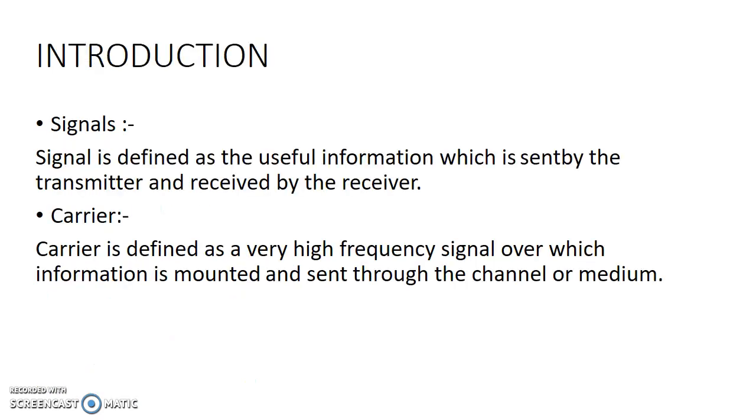First of all, we have to know what signals and carriers are. Signal is defined as the useful information which is sent by the transmitter and received by the receiver. Now coming to carrier. Carrier is defined as a very high frequency signal over which information is mounted and sent through the channel or medium.